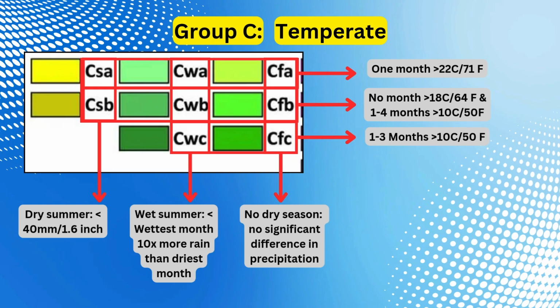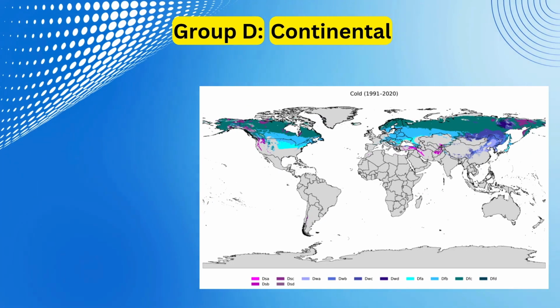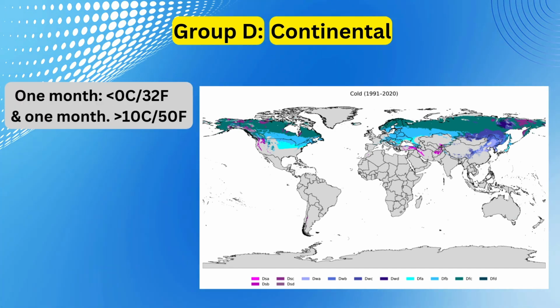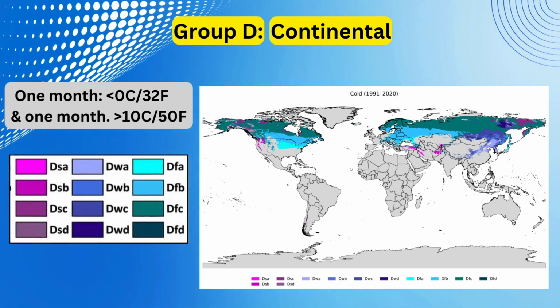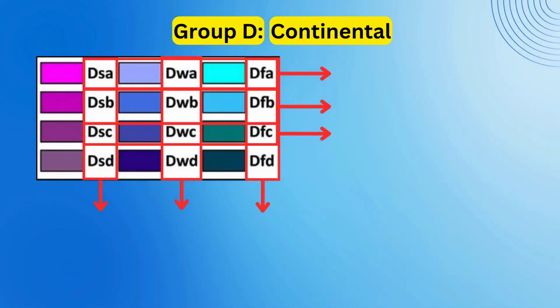Before we take a look at the flowchart, we have only one more category, which is group D. These are the continental climates, and these are almost only found in the northern hemisphere. The first criteria to be a continental climate is that at least one month has an average temperature of below 0 degrees Celsius or 33 degrees Fahrenheit, and one month has an average of above 10 degrees Celsius or 50 degrees Fahrenheit. Again, this group is a little bit more complicated as it has 12 subclassifications, which is a combination of these two groups of criteria.